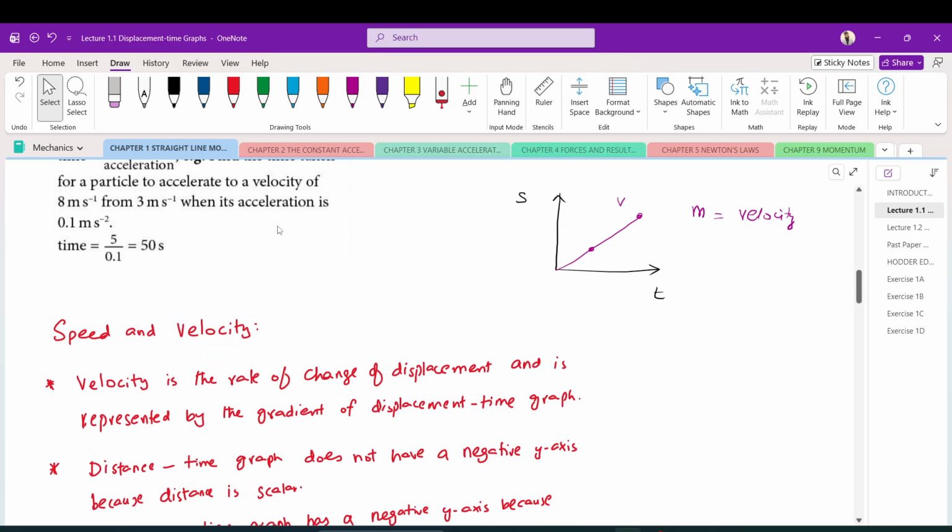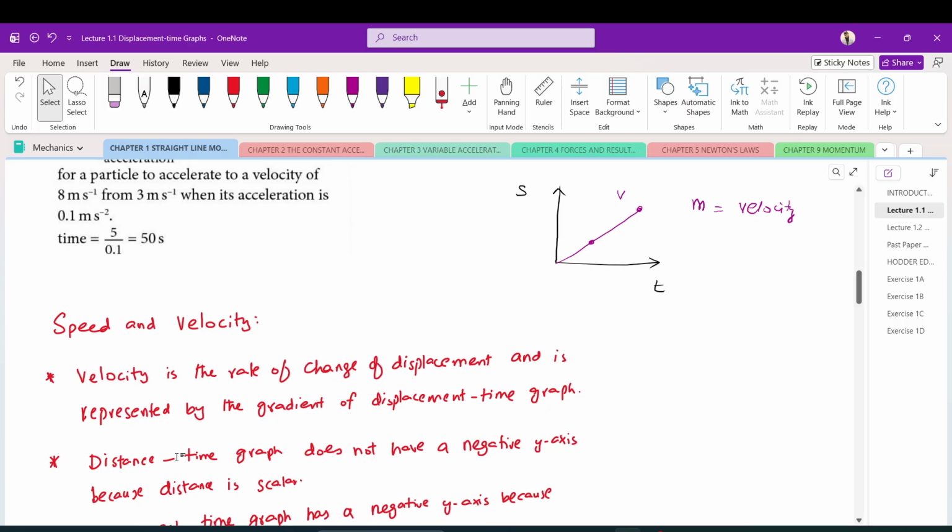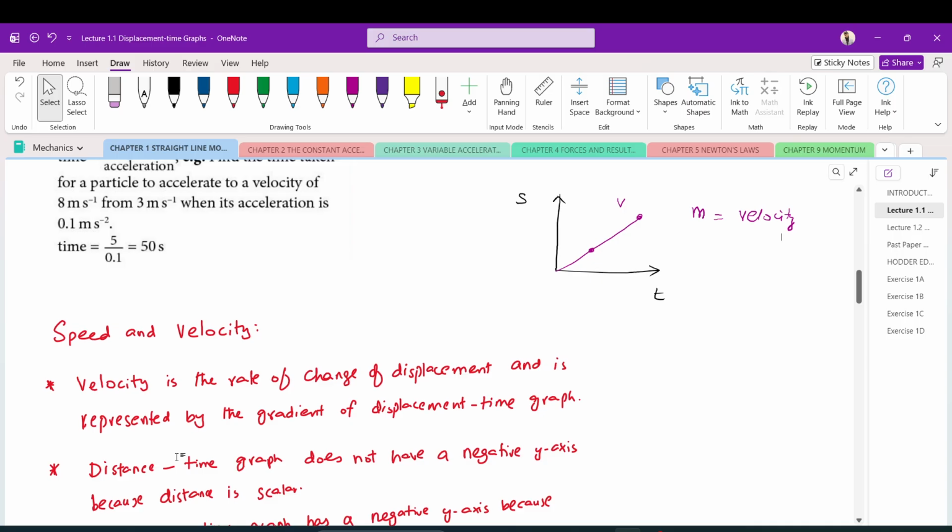Then, a distance-time graph does not have a negative y-axis because distance is a scalar. So we are going to look at all of these points in great detail. These are just some bullet points that we should know before we jump into this chapter. Distance is what we call a scalar quantity. A scalar quantity is one that only has magnitude, only has size. It does not have direction. Some common scalar quantities are mass, temperature, and distance, the length itself, because we don't really specify the direction.